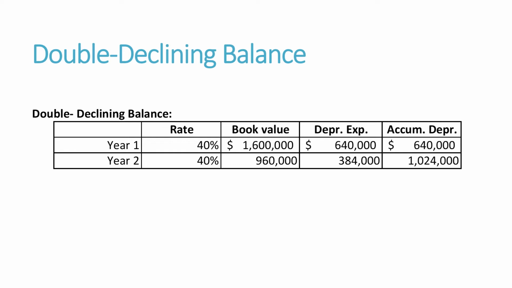The book value for year 2 is going to be the cost of 1.6 million minus the accumulated depreciation of 640,000, or 960,000. So for year 2, we're going to apply the 40% rate to the 960,000 and get 384,000. The accumulated depreciation balance then is the 640,000 plus the $384,000, or $1,024,000.